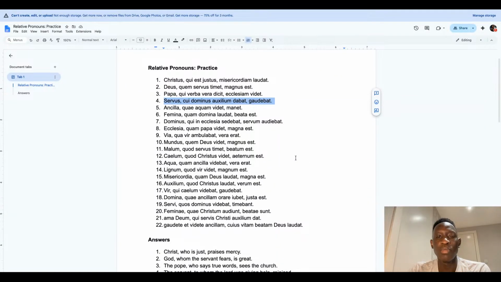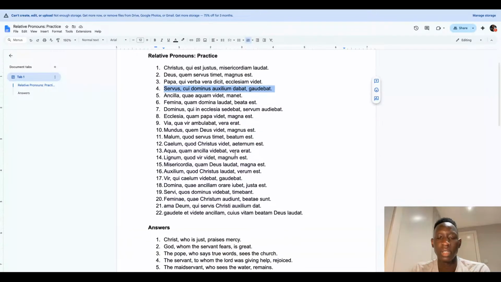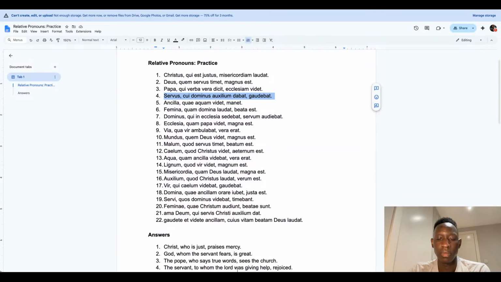Servus, cui Dominus auxilium dabat, gaudebat. Okay. The servant who the master gives a gift, or who the Lord gives help, rejoiced. Okay.